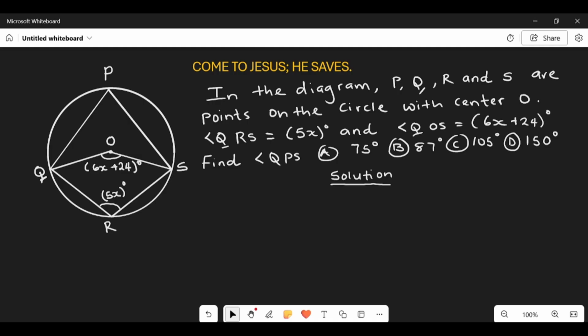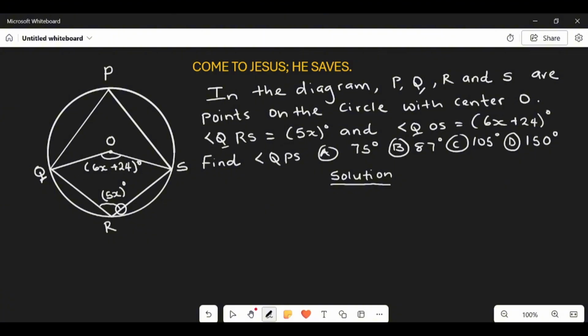In today's lesson, we will be considering this geometry question. In the diagram, P, Q, R and S are points on the circle. This is our circle. P, Q, R and S are points on the circle with center O. This is our center. Angle QRS is equal to 5x degrees.